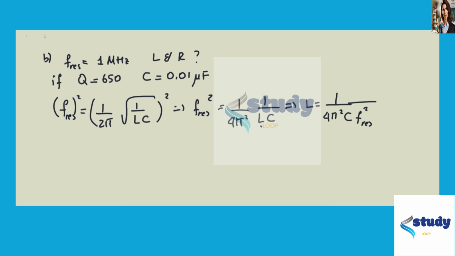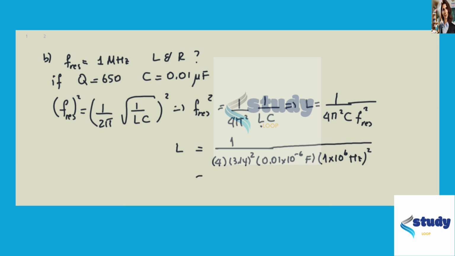So here, L is going to be equal to 1 over 4 times 3.14 squared times 0.01 times 10 to the power of negative 6 farads times the resonant frequency, which is 1 times 10 to the power of 6 hertz, but we're going to take the square of it. So the inductance is going to be 2.53 times 10 to the power of negative 6 henries. Very good. Okay, we calculated what L is.